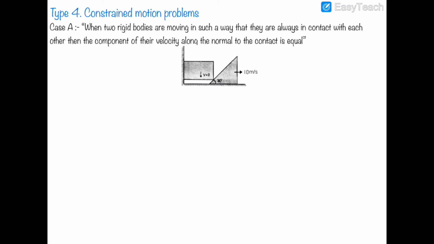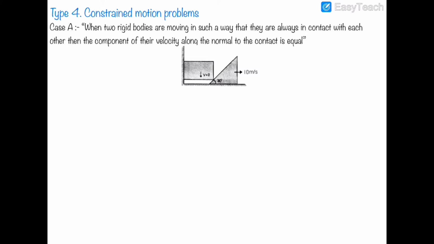What do I mean to say? When these bodies are moving together in such a way that they are always in contact at this point, then the component of their velocities along the normal to the contact will be equal. Let us demonstrate this step by step, and I'll also prove this fact theoretically, to show why it is correct.